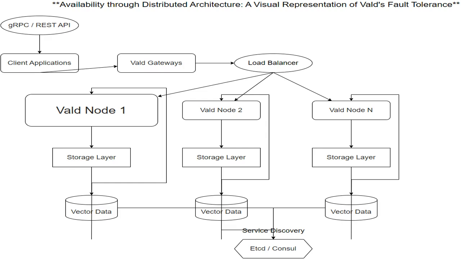Let's explore Vald node n. This represents any number of Vald nodes in a distributed Vald cluster. Each node holds a portion of the vector data and contributes to the overall ANN search process. The more nodes, the greater the capacity and fault tolerance usually are.